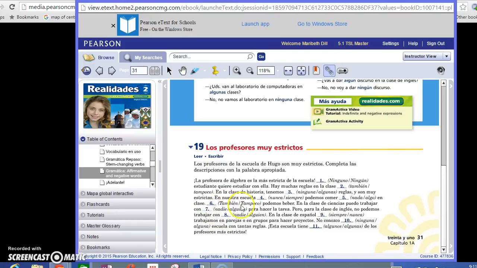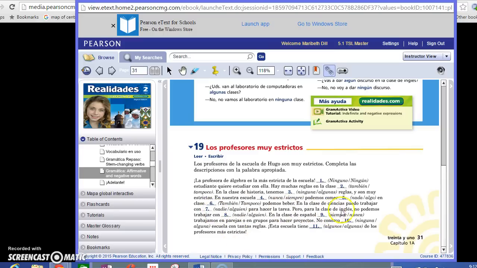Number 6, también or tampoco podemos beber. So also we can drink, or neither can we drink. En la clase de ciencias puedo trabajar con nadie or alguien para hacer la tarea. I'll tell you right now that if your answer was a negative word, no one, we would have to have a no up here already. I can't work with no one because Spanish is all about the double negatives. So since there's no negative up here, we have to assume that our answer is going to be affirmative, alguien.